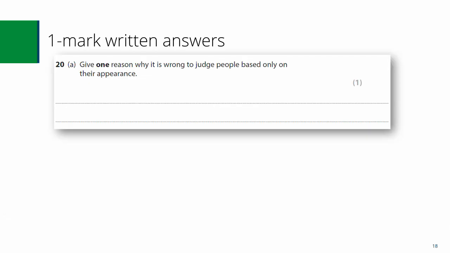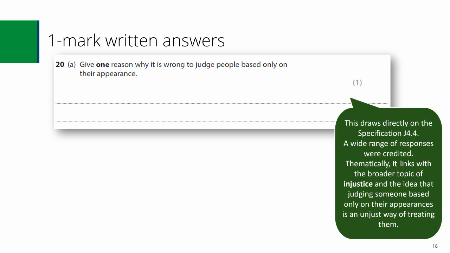A second example here. Question 20A. Give 1 reason why it's wrong to judge people based only on their appearance. This is drawing on the part of the specification J44. And thematically it's linking with the idea of injustice and unfairness, and the idea that to just judge people on their appearances is really not a fair way to treat anybody.